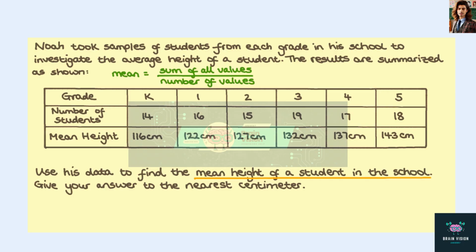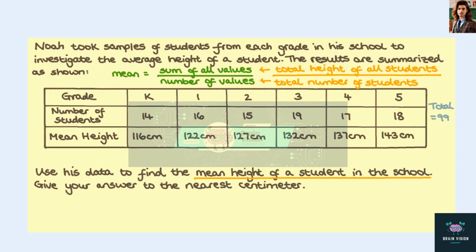We recall that the mean of a dataset is found by calculating the sum of all the values in the dataset and dividing this by how many values there are. To find the mean height of a student in the school, then, Noah needs to find the total height of all the students in his sample and divide this by the total number of students in the sample.